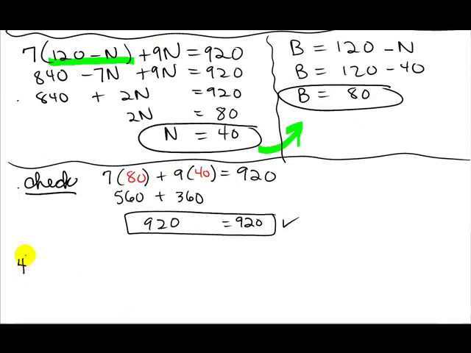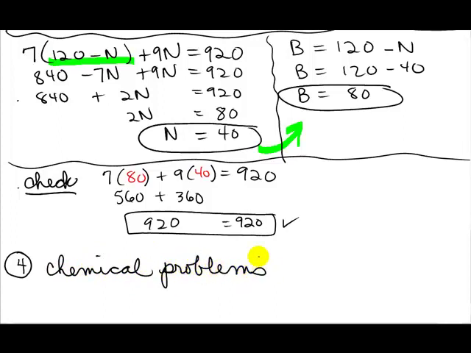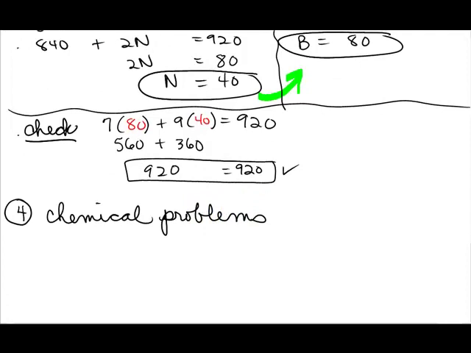Let's go ahead and look at number 4. We're not going to do number 4, we're just going to talk about number 4. And I want to show you a very specific way of setting up number 4, number 5, number 6. These are the chemical problems. And they are also a number amount and a value, but they're going to be very specific.